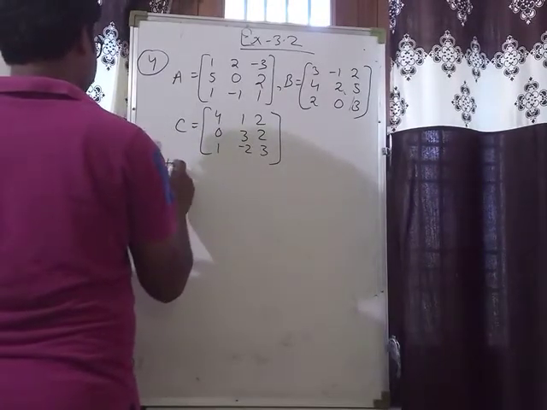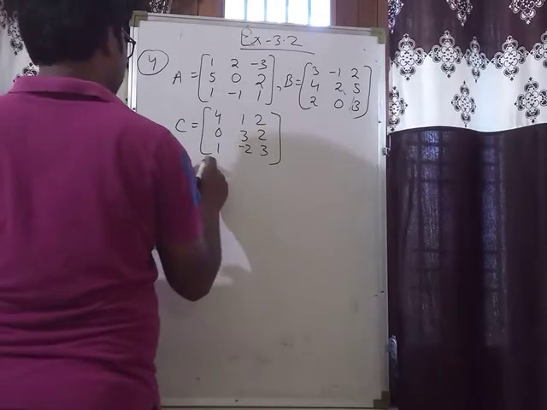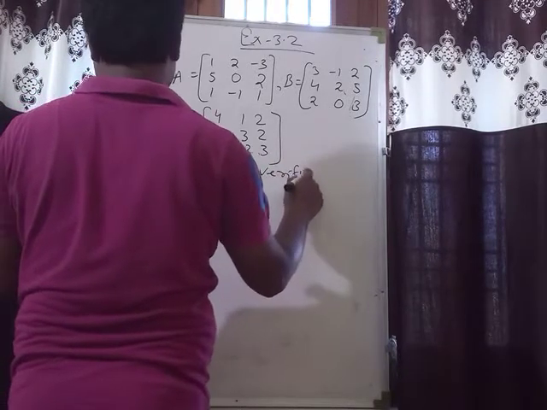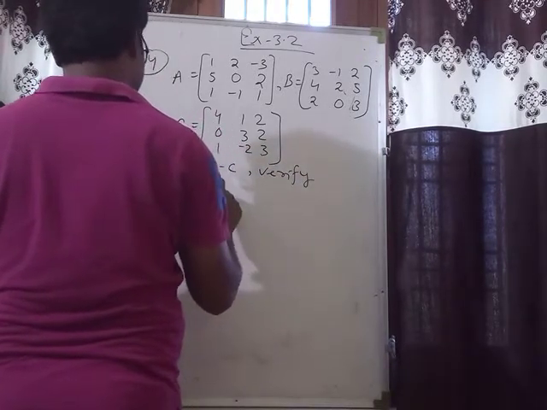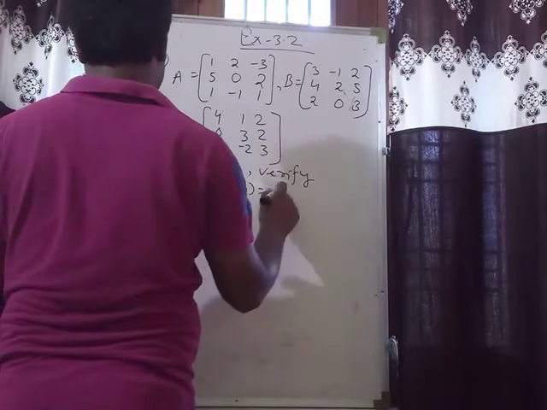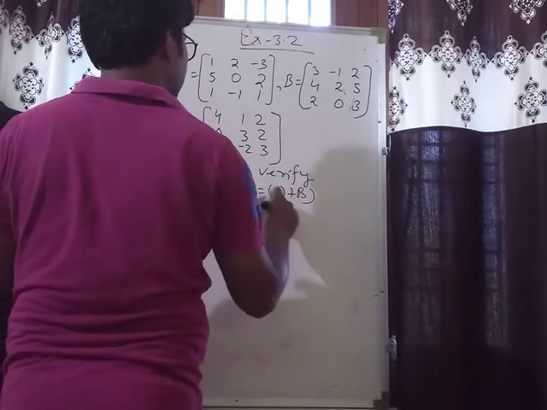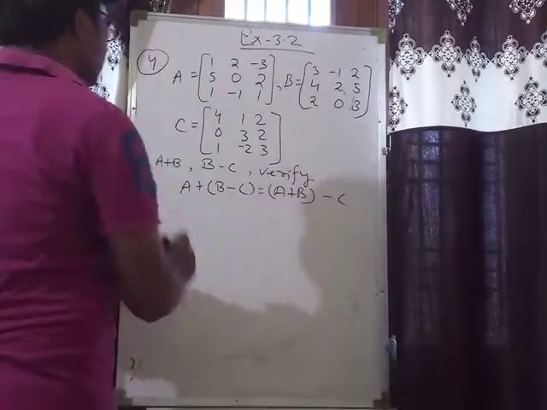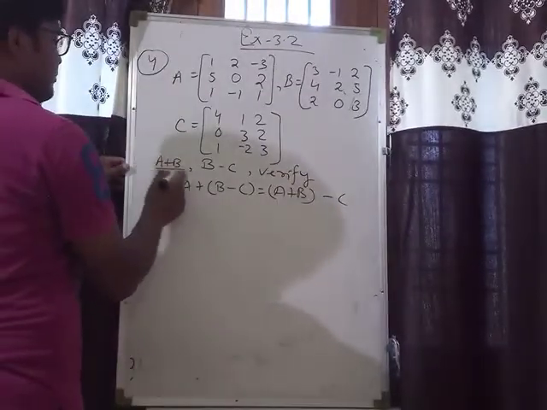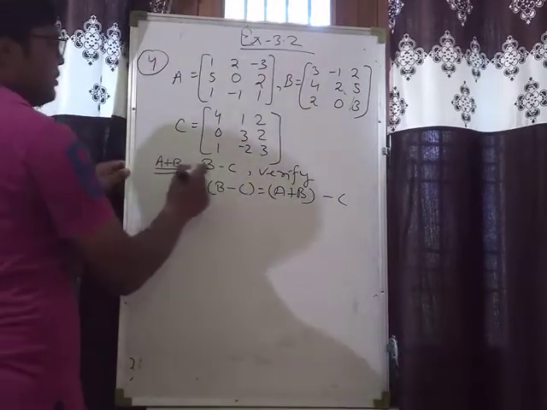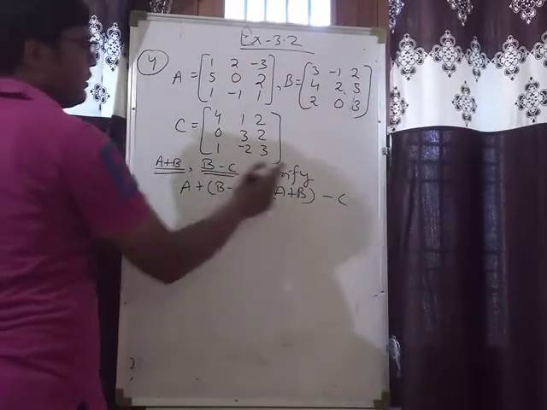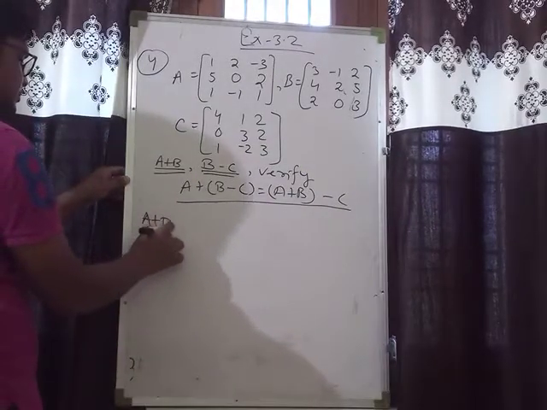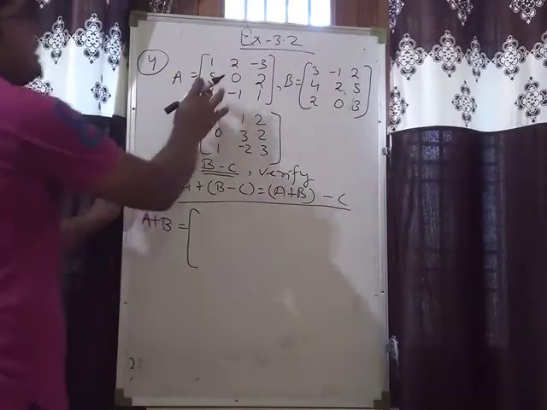A plus B, B minus C, and verify A plus B minus C is equal to A plus B minus C. Okay? So that is also a very easy question. So first we have to find out A plus B, after that find out B minus C, after that verify this one. So first I am going to find out A plus B. So A plus B, that is A, that is B.